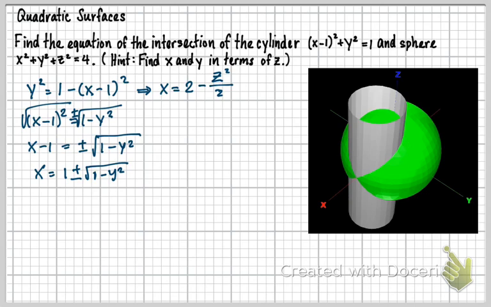It's really a substitution. Okay, so anyways, we're going to substitute here now. So that's going to give me (1 plus or minus the square root of 1 minus y squared) squared plus y squared plus z squared equals 4. All right, now we're just going to expand this piece here by squaring it.